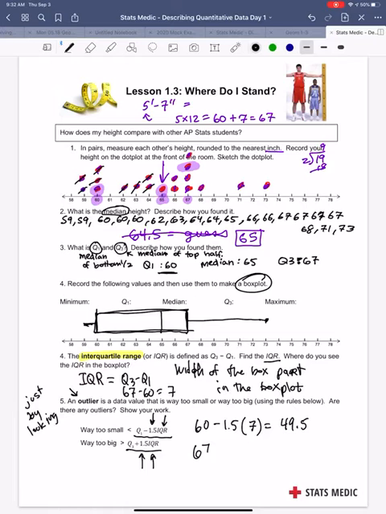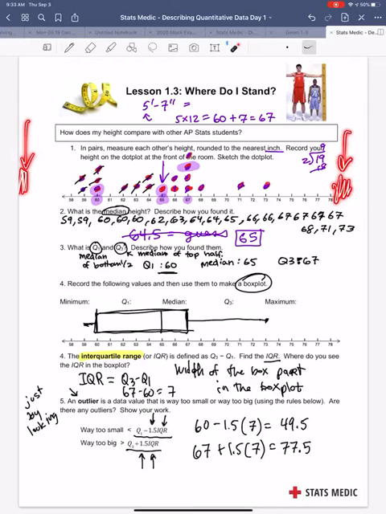So quarter 3 plus 1.5 IQR. So I get 77.5. So let me just double check. Yeah, okay. So let's see if we got this. Anybody that's greater than 77.5, no, I don't have anybody greater than 77. Anybody shorter than 49.5? No. We have no freakishly tall people and no freakishly short people in class. This guy in the picture looks freakishly tall.